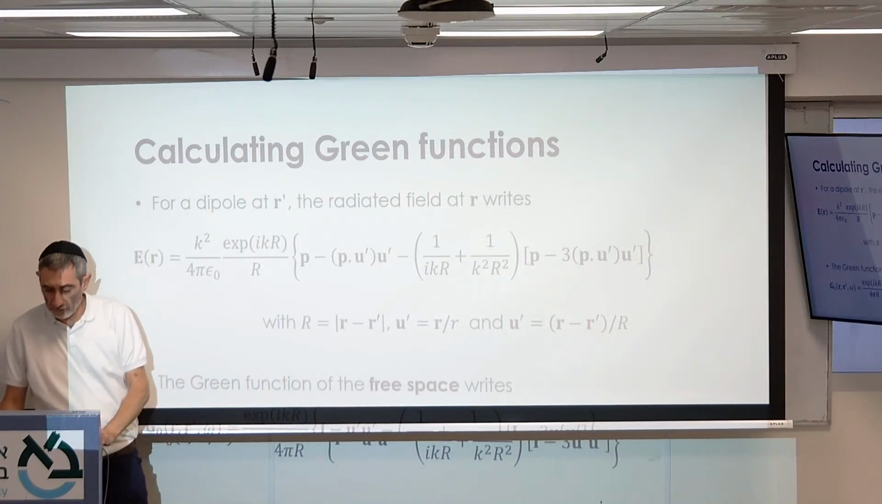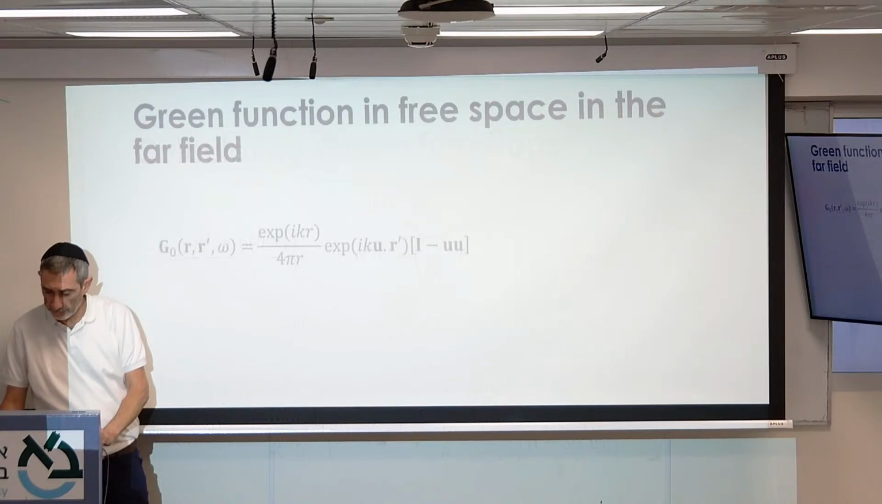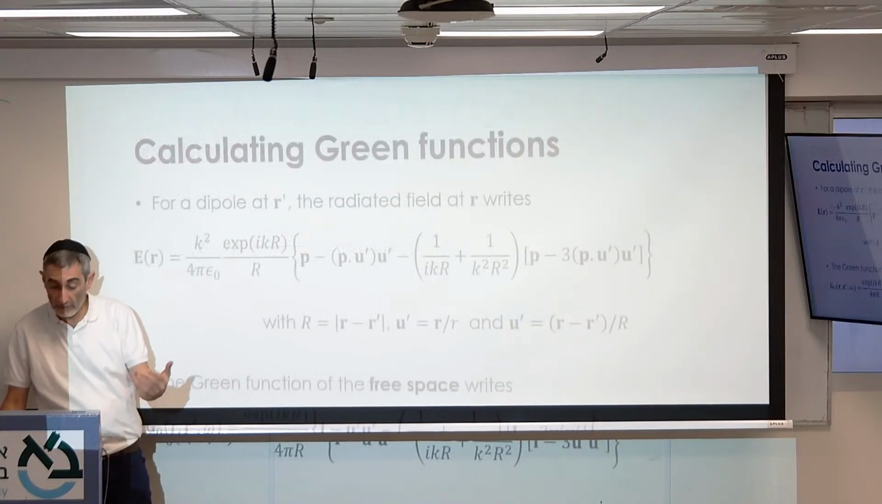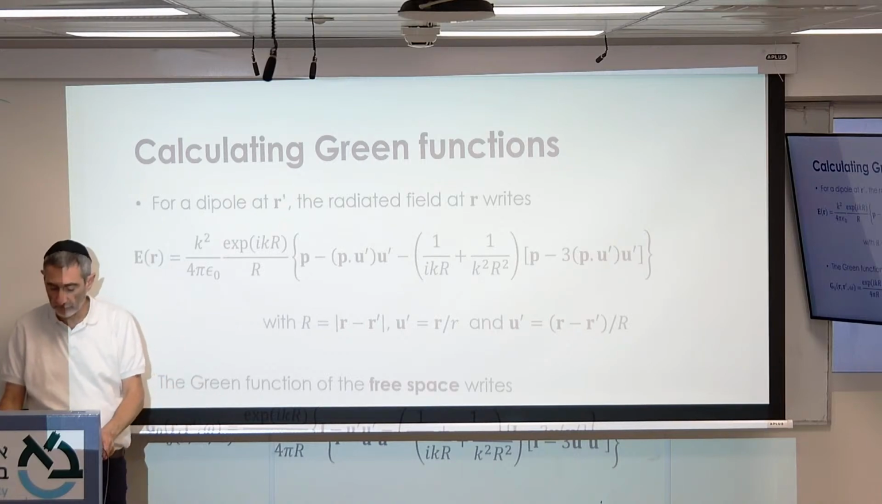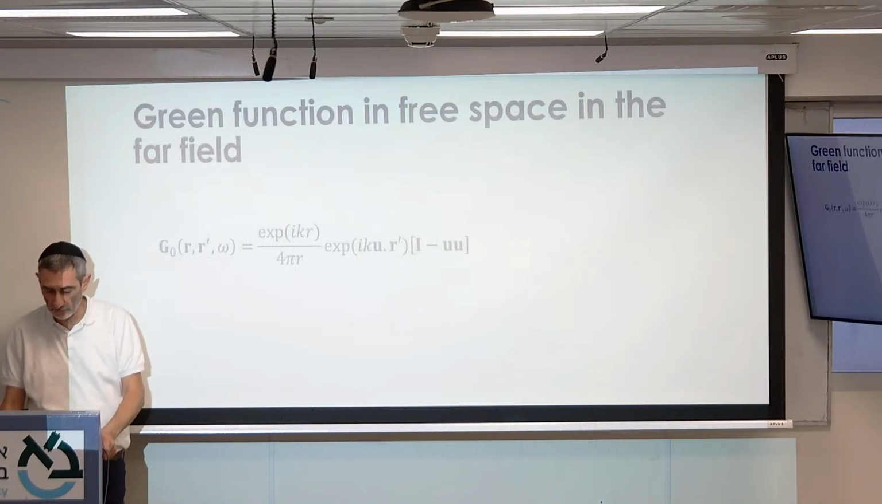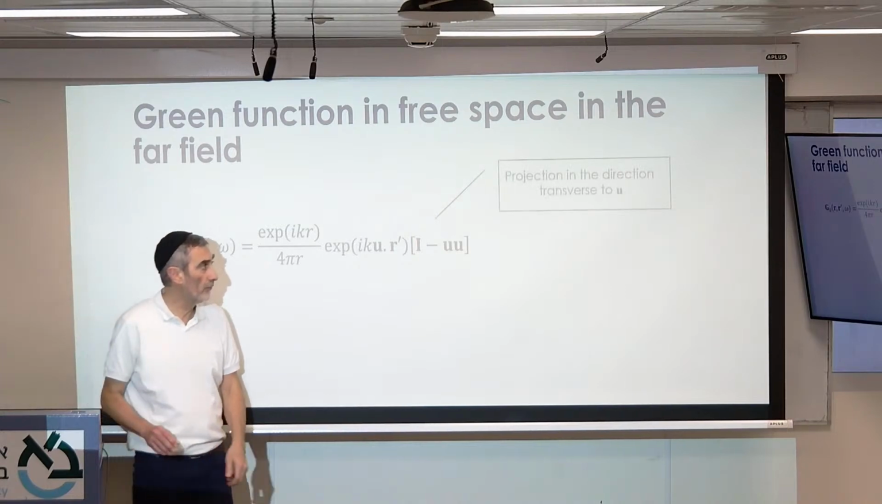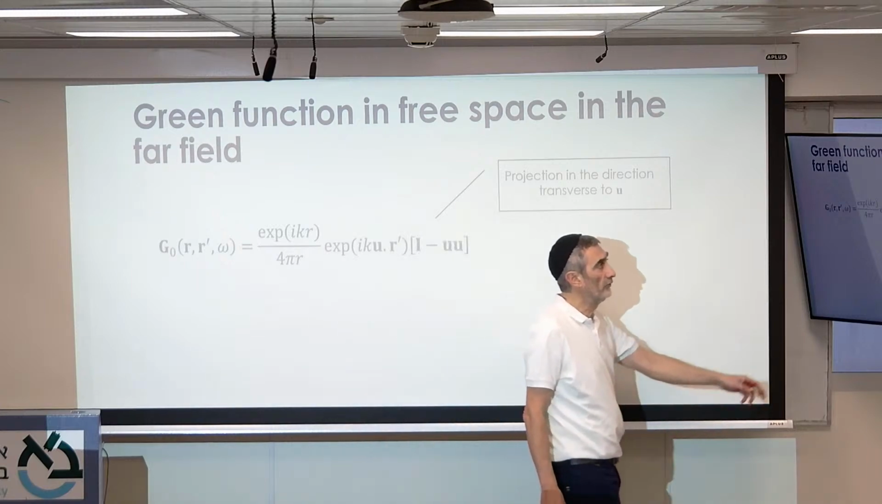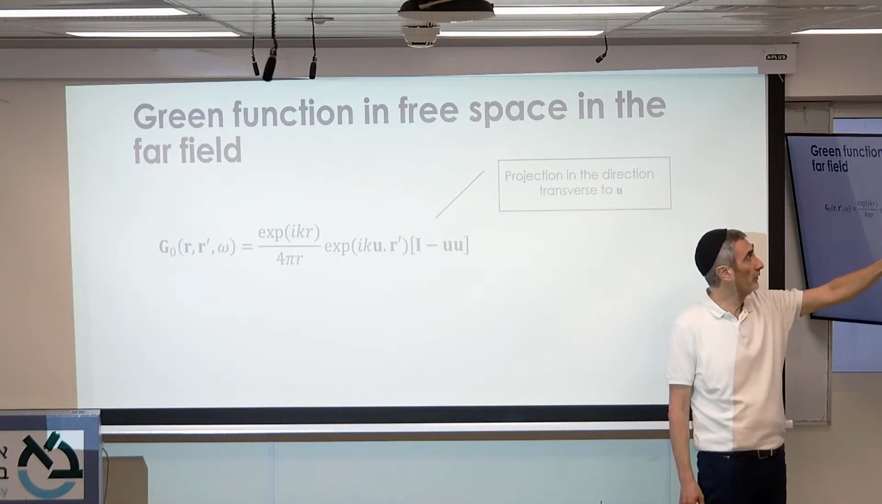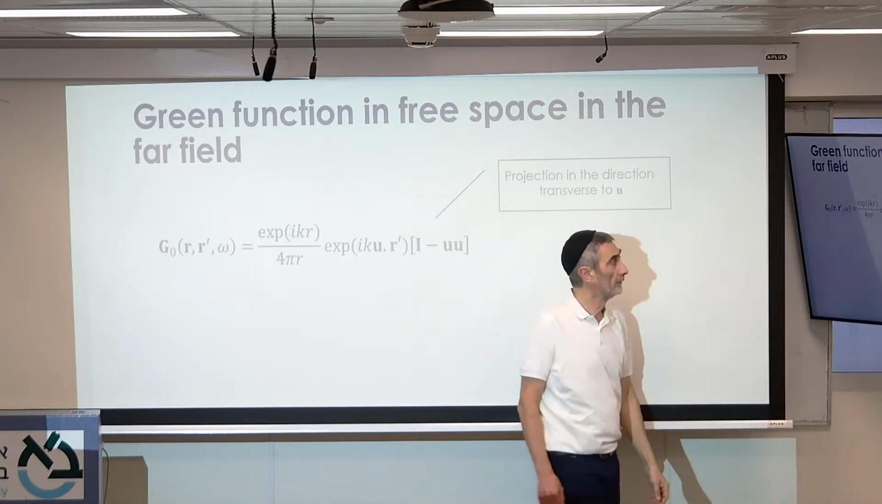Okay, so that's the general expression. Then you can take or not take the second order in the expansion. If you simplify it, that's the green function in free space in the far field. Here you remember this is the projection in the direction transverse to u.